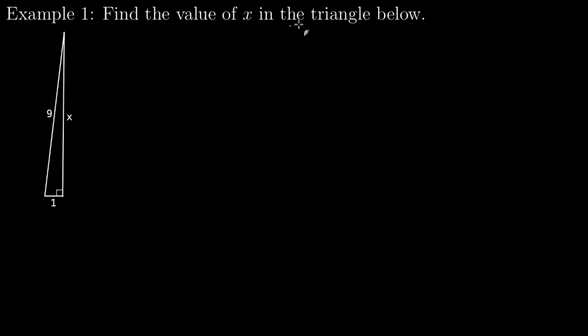Here's our first one. Find the value of x in the triangle below. So I notice that my right angle is here, and across from this is 9. It's a little bit tricky to see in this very tall triangle, but 1 and x are adjacent to the right angle. 9 is opposite, so that means we're dealing with a squared plus b squared equals c squared. The 9 will be my c, so I'll have a 9 squared over here. The 1 and the x can go in any order, so I'll have 1 squared plus x squared.